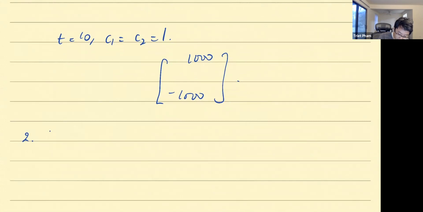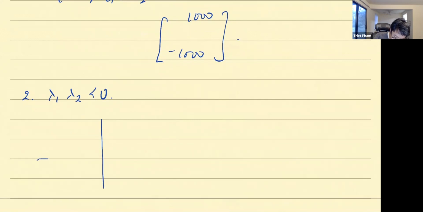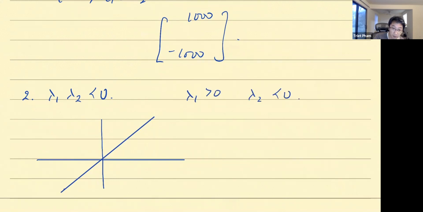Case 2: lambda 1 times lambda 2 is negative. That means one of them is positive and one of them is negative. Again, for the sake of being concrete, let me suppose lambda 1 is positive and lambda 2 is negative. Suppose this is v1 and this is v2. Lambda 1 being positive, the solution will come out along the direction of v1. Lambda 2 is negative, so the solution will come in according to the direction of v2. Again, this is the 1, 1 direction, and this is the 1, minus 1 direction.